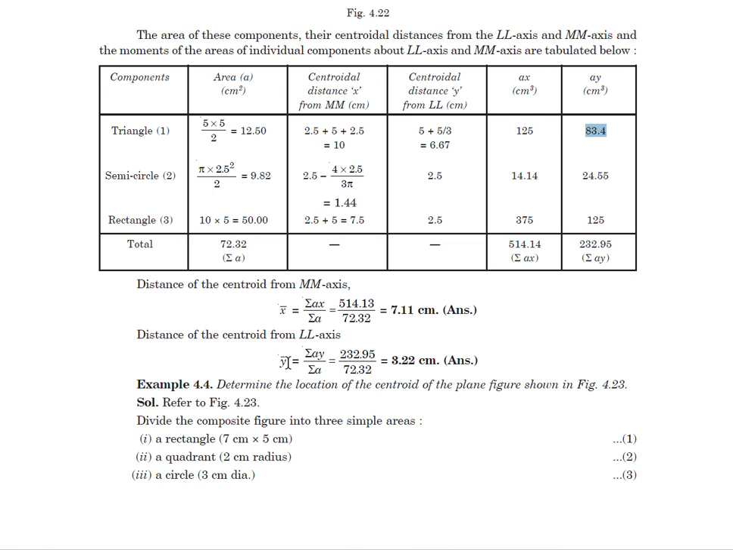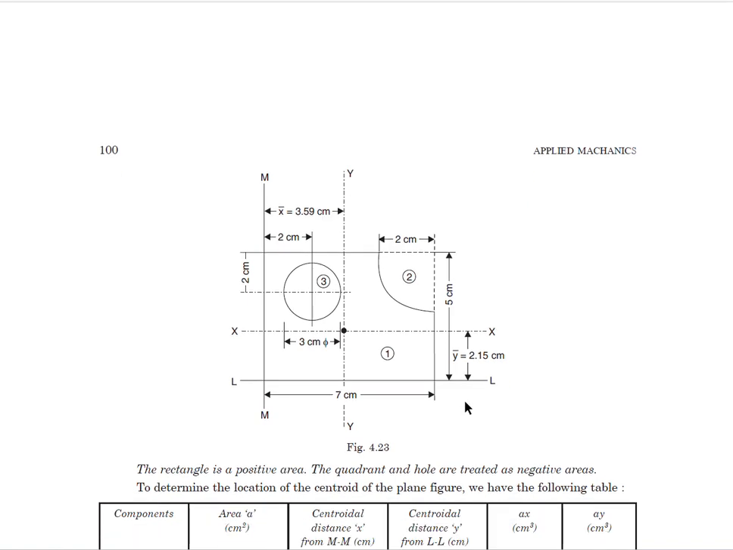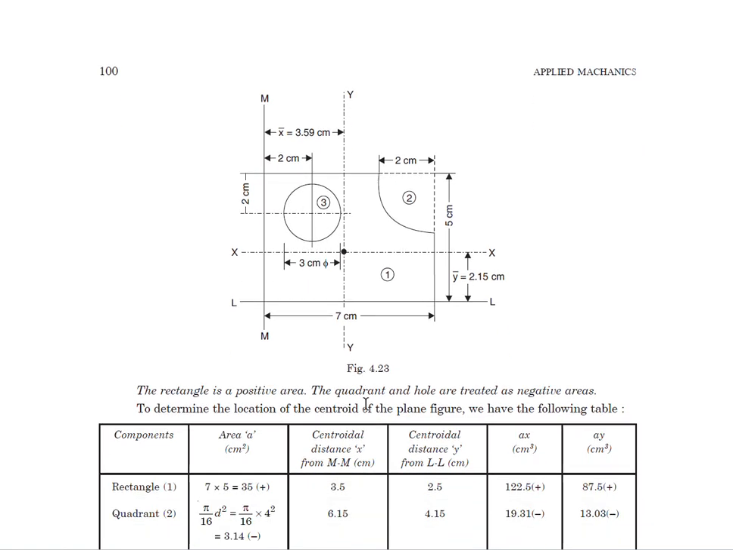Okay, so the next example is: determine the location of the centroid of the plane figure shown in the figure. Let us see. Okay, so this is the figure. So here the only difference is that you have the cuts. Basically this circle is a cut and this semicircle is again a cut. So we have to use the areas where you have the material as positive, and the cuts will be represented as negative. So all the other procedure is the same.